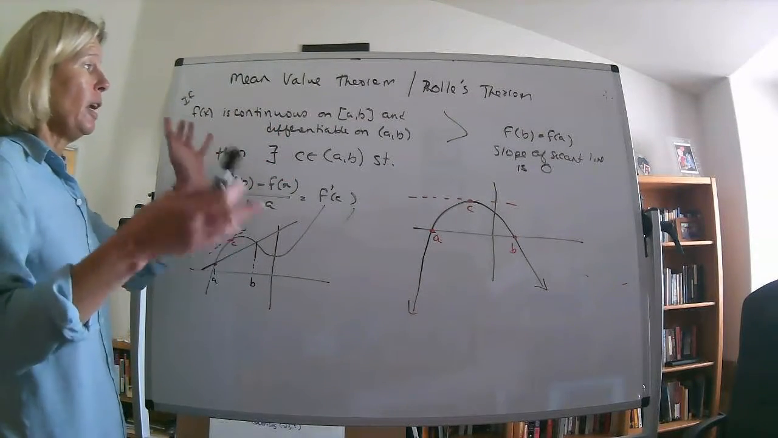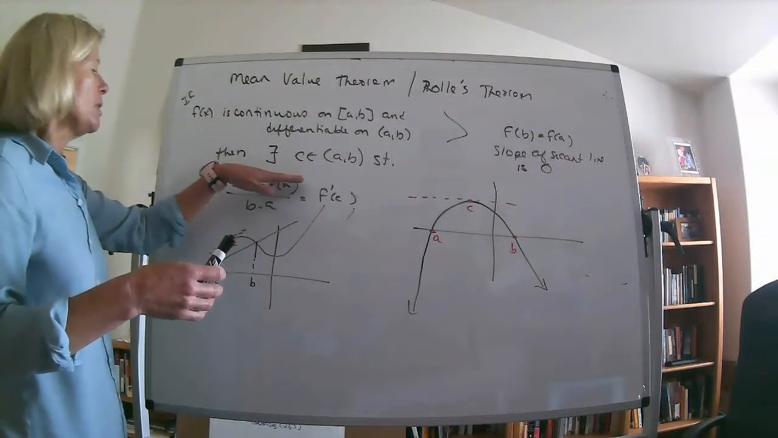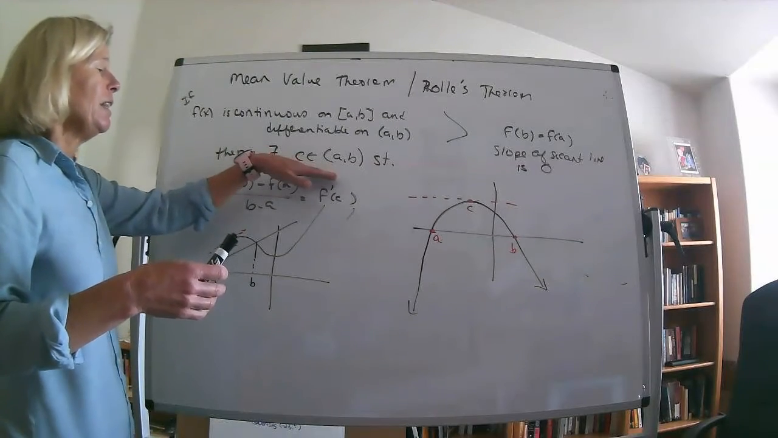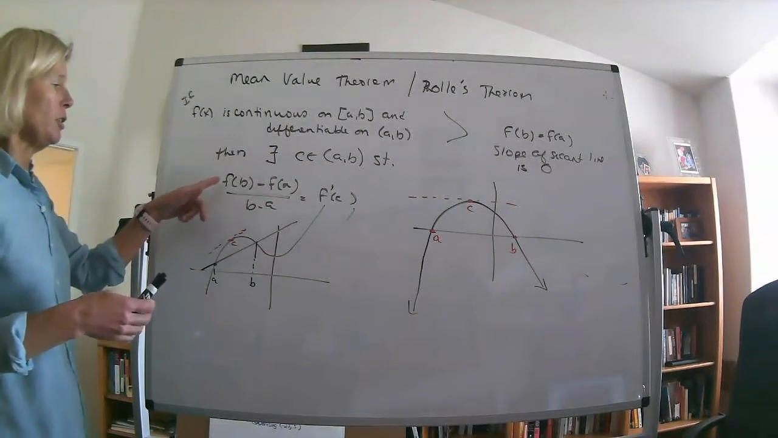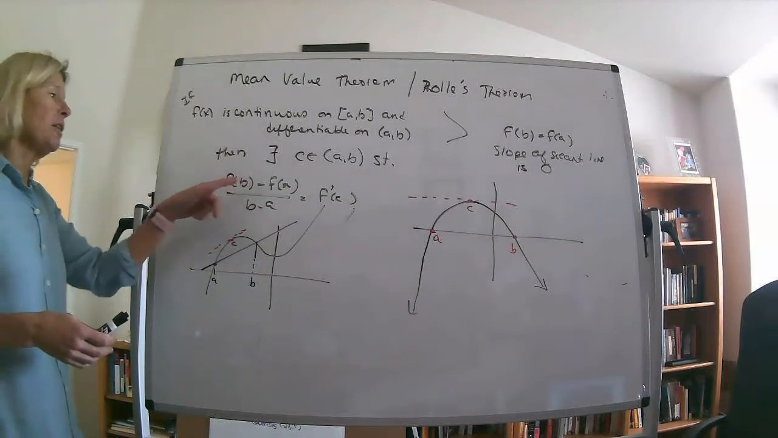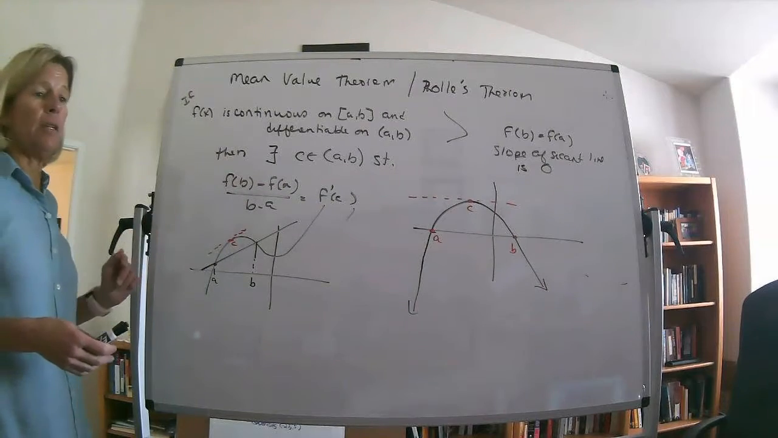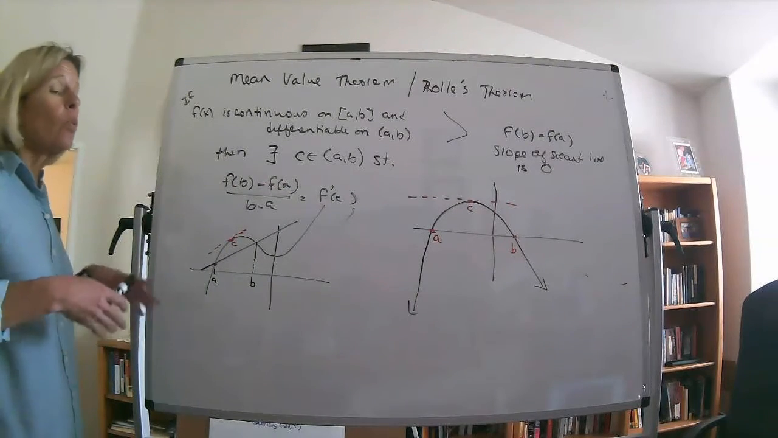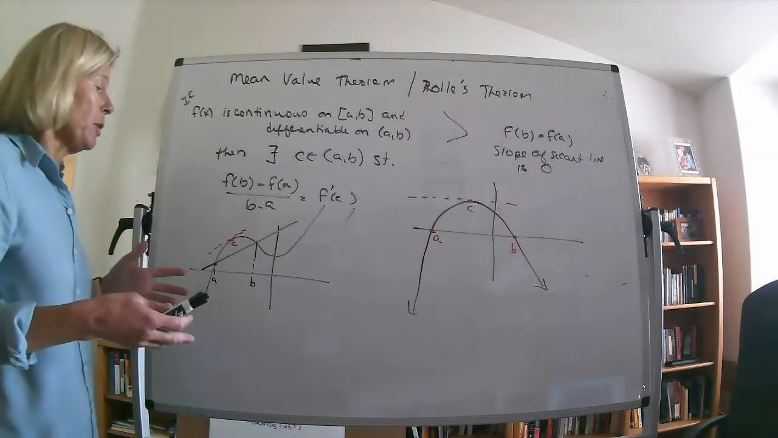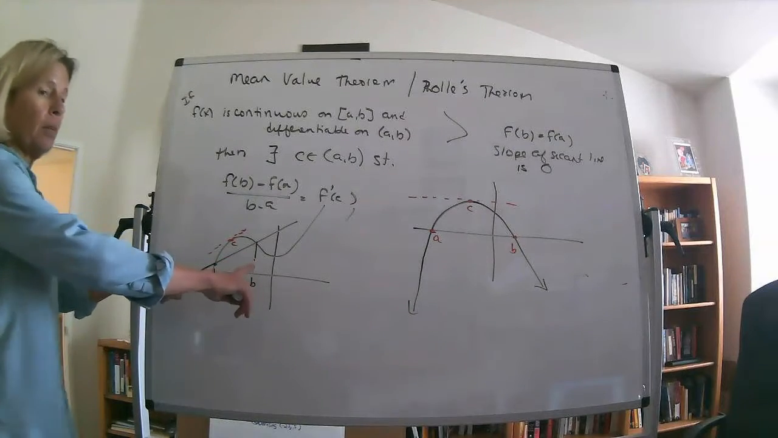open interval, AB, that means there's a C in the interval AB such that f of b minus f of a over b minus a equals f prime of c. Really, all this is about is parallel lines. I have a diagram here.